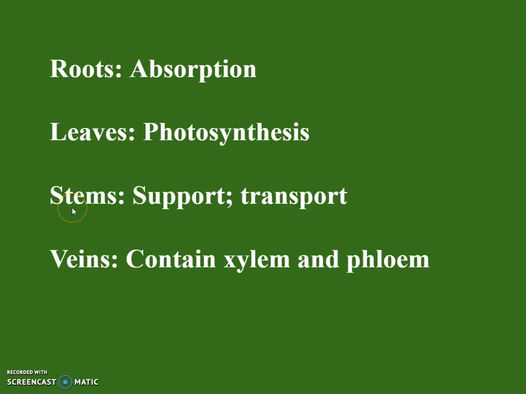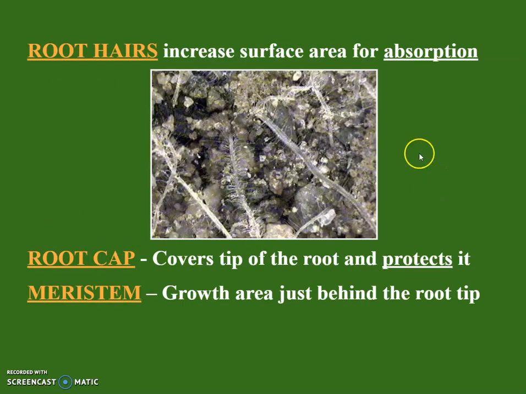The stem is another organ that gives support and also the transport with that vascular tissue to the other parts of the plant. And then there's also the veins, which are the xylem and the phloem in the plant, that is also seen as an organ. We've already looked at the roots just a little bit. It's just a reminder that they are organs.